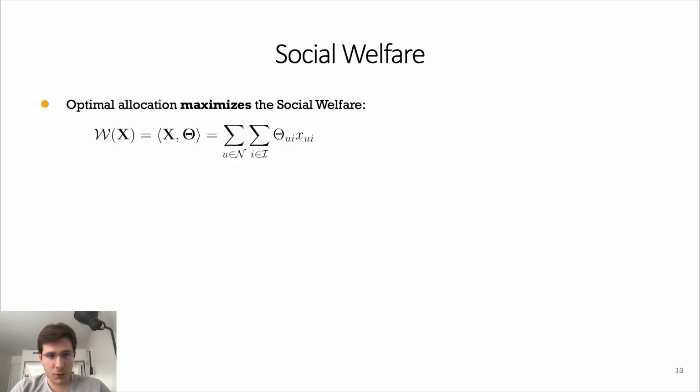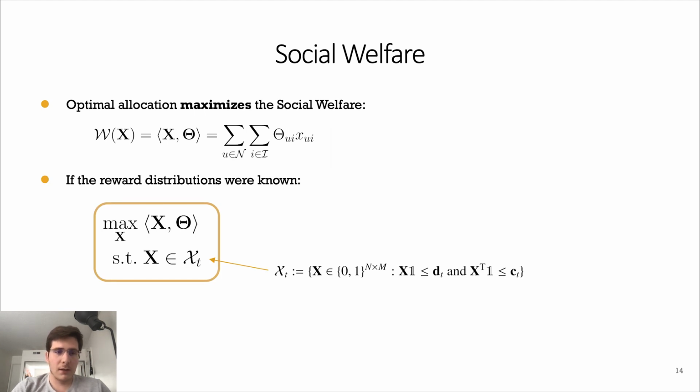To begin with, the social welfare is defined to be the total amount of utility that the users obtain from allocated items. So it can be represented by the inner product of this X matrix, the allocation matrix, and the mean reward matrix theta, whose entries are theta UI values that we have defined previously. And to maximize the social welfare, it's an easy integer problem where we are maximizing over all different allocations that are valid with respect to the constraints, demand and capacity constraints.